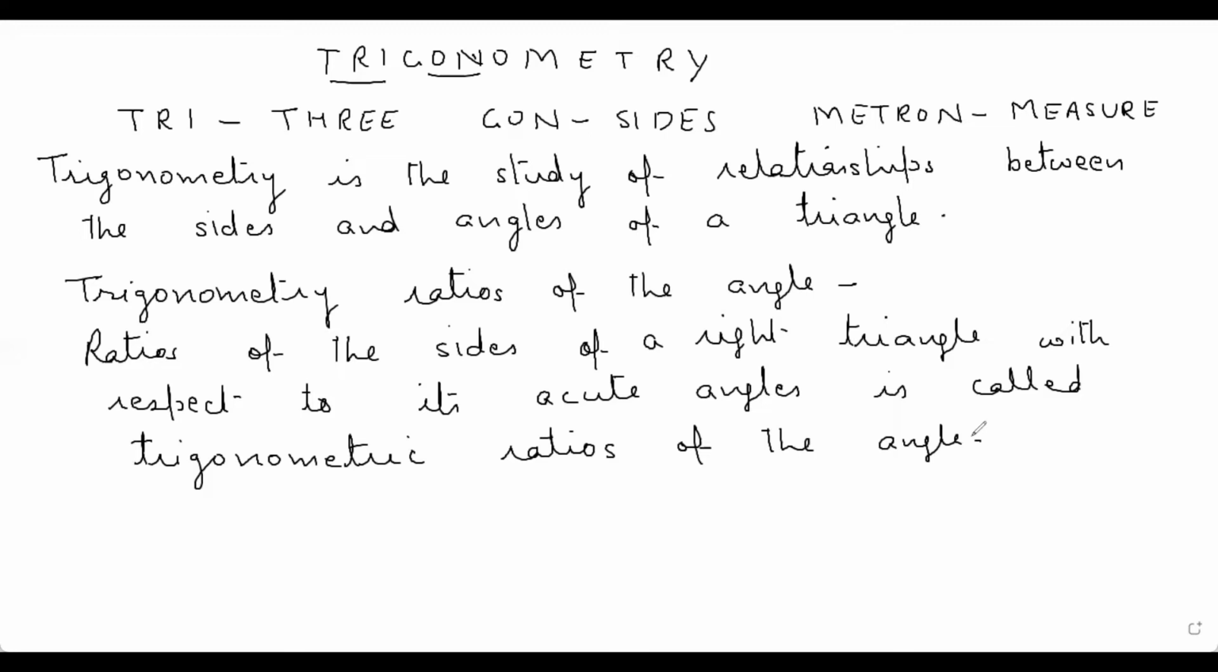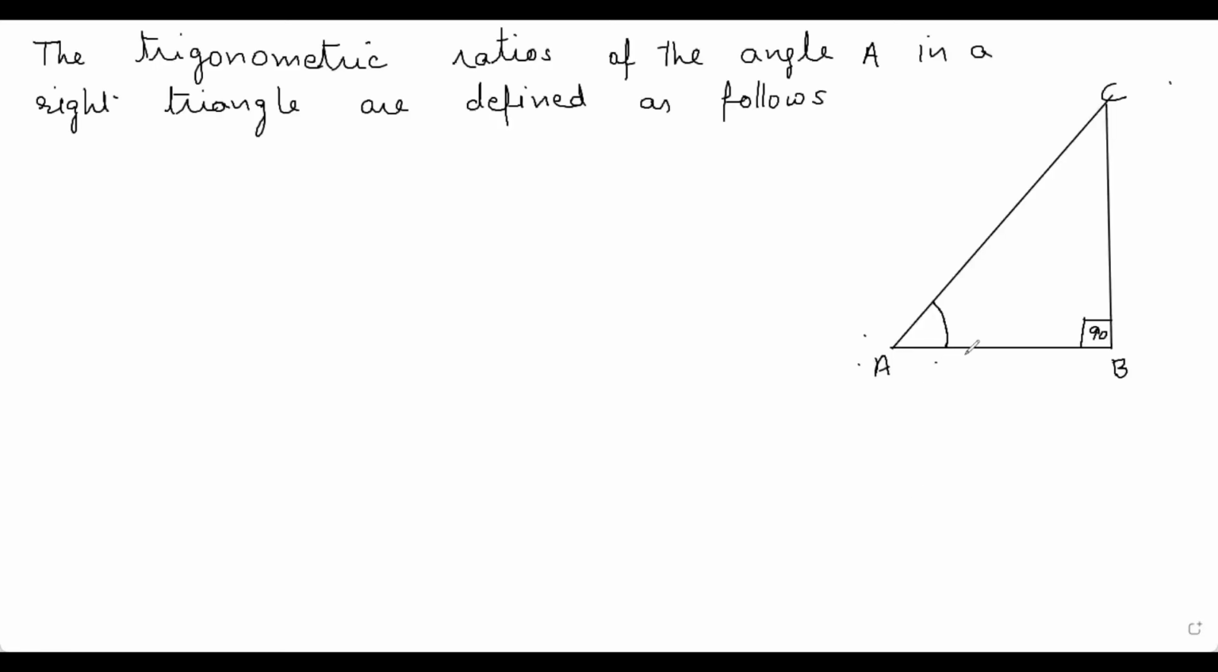Certain ratios involving the sides of a right triangle are called the trigonometric ratios. On the next page, trigonometric ratios of the angle of a right triangle are defined. The trigonometric ratios of the angle A in right triangle ABC are defined as follows. Angle A is an acute angle.